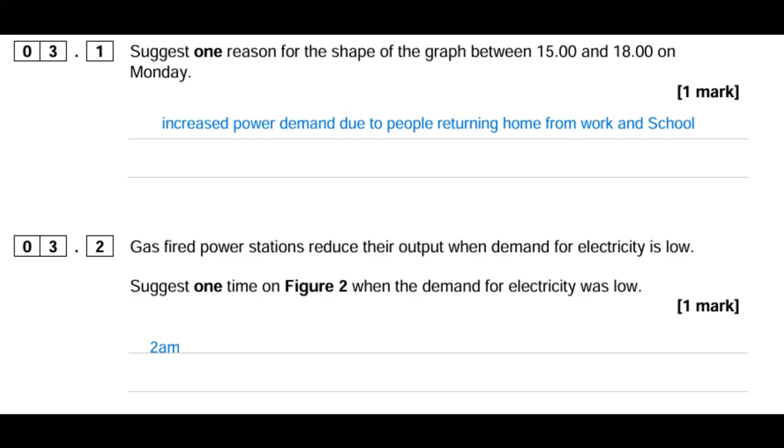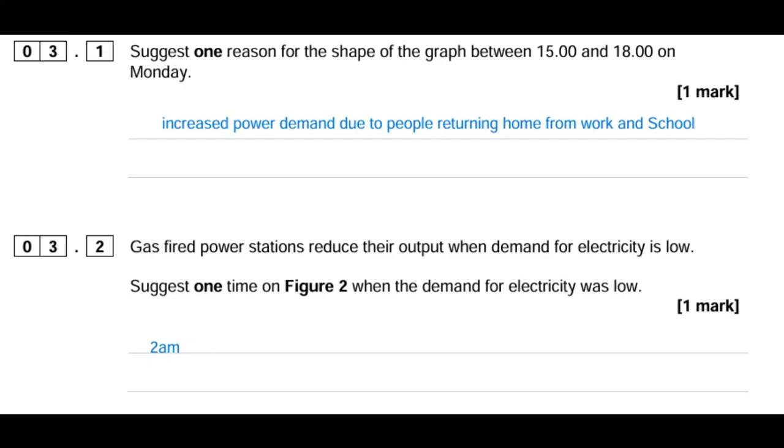Now, for 3.1, the only accepted answer was increased power demand due to people returning home from work and school, as 3 p.m. to 6 p.m. is usually when people start to get home from work and school and turn on appliances. However, due to this being a specimen paper, no one actually sat this. So in an actual paper, the range of answers that would be accepted would be larger.